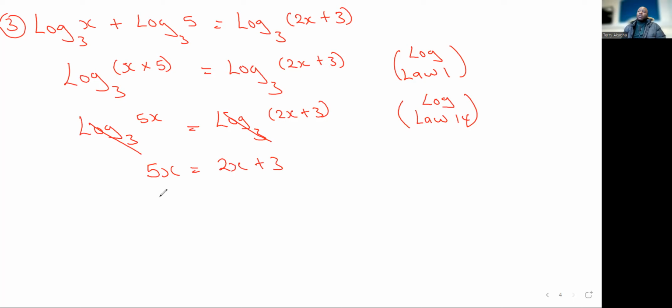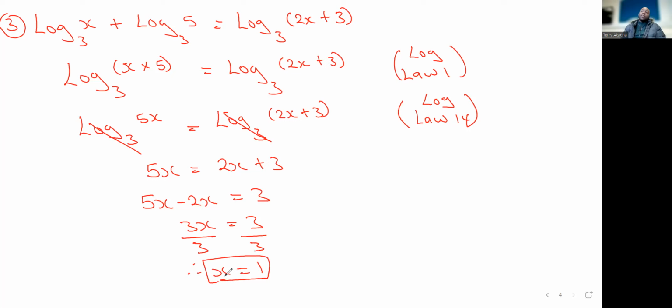You take 2x to the other side, so it's going to be 5x minus 2x is equal to 3. 3x is equal to 3. Divide both sides by 3. And therefore, x is going to be equal to what? 1. And that will be the answer for that.